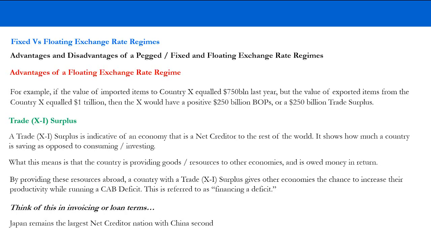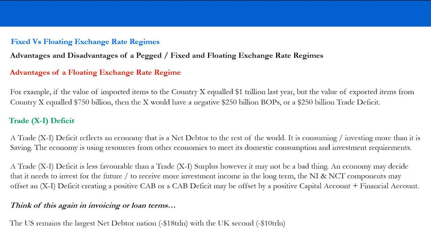In modern macroeconomics, Japan remains the largest net creditor nation in the world, and China comes a close second. Now let's think of it the other way around. If the value of imported items to country X equaled $1 trillion, but exported items from country X equaled $750 billion, then country X would have a negative $250 billion balance of payments, or a $250 billion trade deficit.